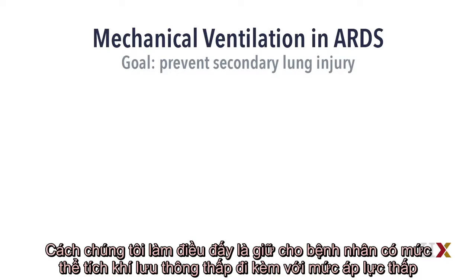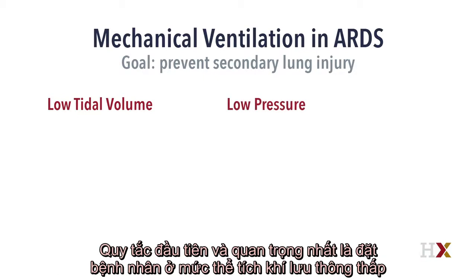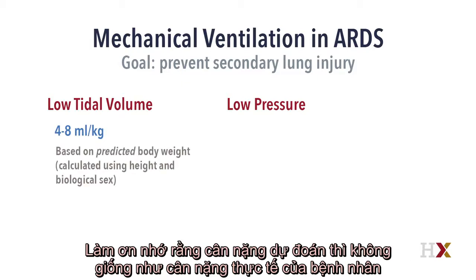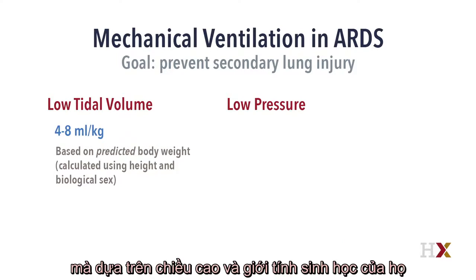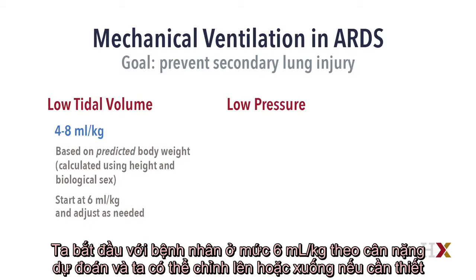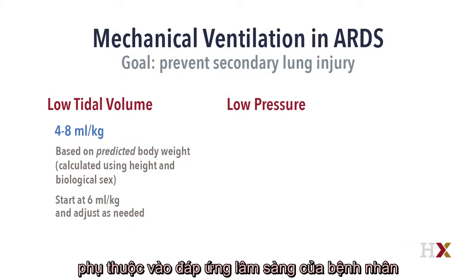The way we do that is keeping the patients on low tidal volume ventilation with low pressures. The first and most important rule is to put the patient on a low tidal volume setting. We target 4 to 8 milliliters per kilogram of predicted body weight. Please keep in mind that predicted body weight is not the same thing as a patient's actual body weight. It's based upon the patient's height and their biological sex. We start the patient at 6 cc's per kilo of predicted body weight, and we can titrate up or down as needed depending upon the patient's clinical response.